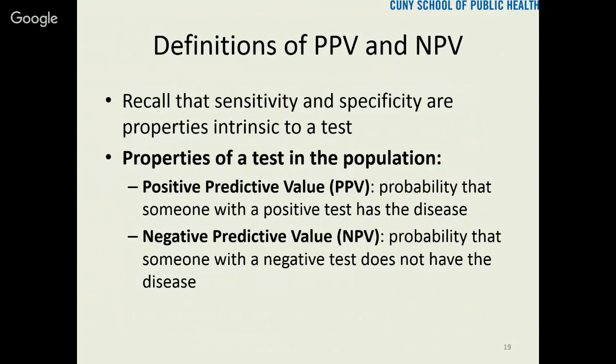So whereas sensitivity and specificity are what I call intrinsic properties of the test, PPV, positive predictive value, and negative predictive values are properties of the test when applied to a certain population with a certain prevalence of the disease. And these are the things that actually matter to the patient. So the positive predictive value is the probability that someone with a positive test has the disease. Negative predictive value is the probability that someone with a negative test, in fact, does not have the disease.